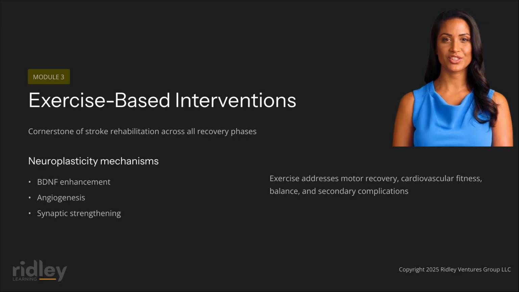Exercise drives neuroplastic change through multiple mechanisms, including enhancement of brain-derived neurotrophic factor and other growth factors, promotion of angiogenesis and improved cerebral blood flow, modulation of neurotransmitter systems, and the experience-dependent strengthening of synaptic connections underlying motor skill acquisition. These mechanisms operate throughout the recovery continuum, though their relative contributions and the intensity thresholds required to engage them may vary across acute, subacute, and chronic phases of recovery.